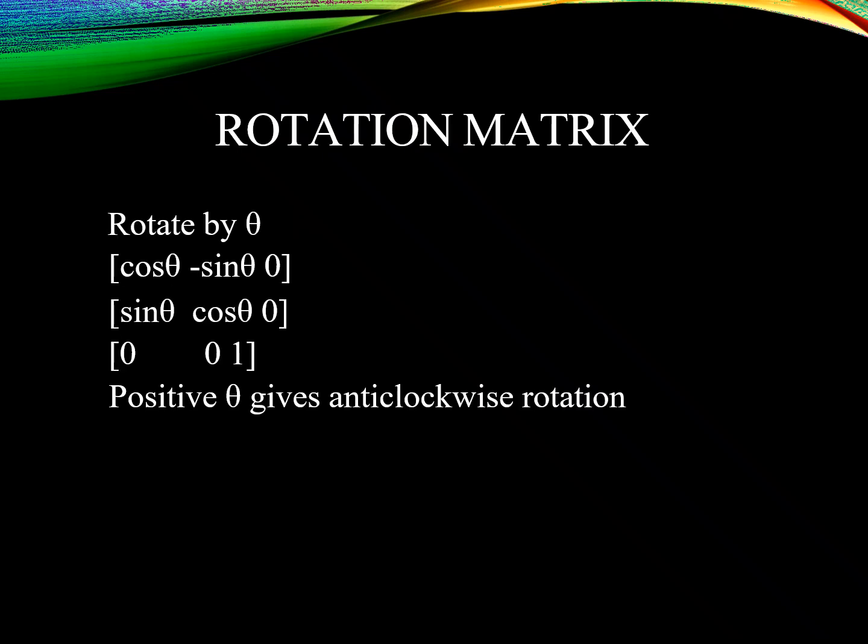We will now move on to the rotation matrix. Here, what is rotation? Rotation is a type of transformation technique which changes the orientation of an object. The rotation matrix uses sine and cosine functions of the rotation angle. A positive angle produces an anti-clockwise rotation. A negative angle produces a clockwise rotation.